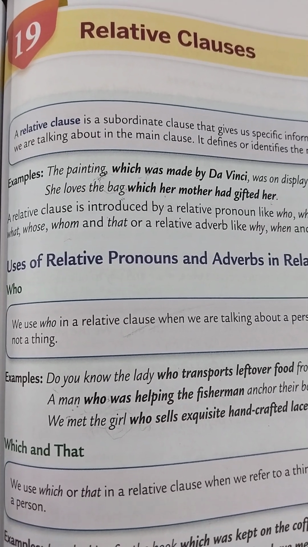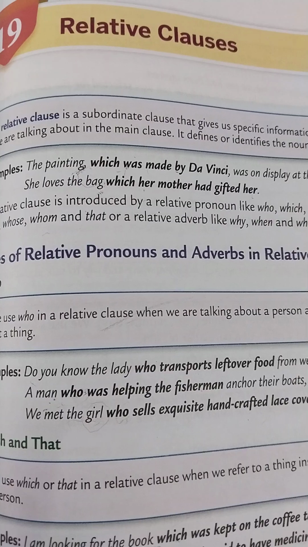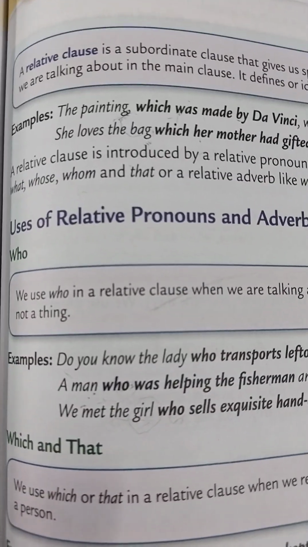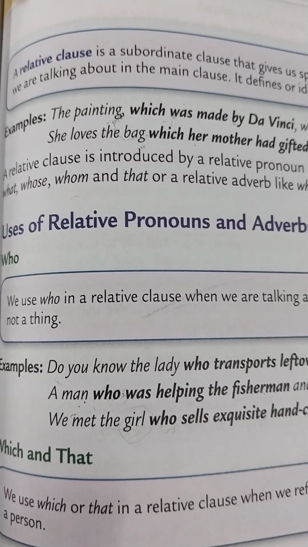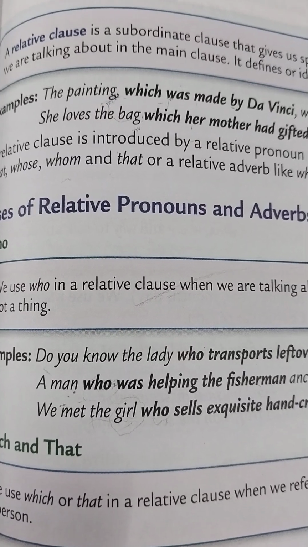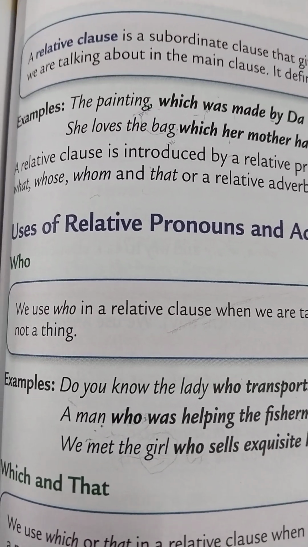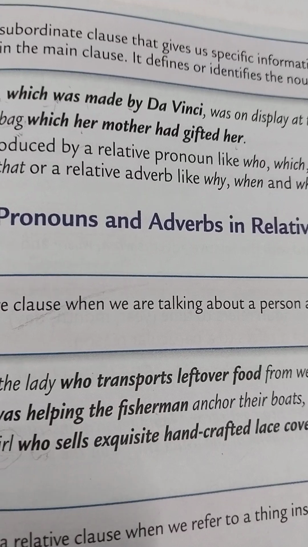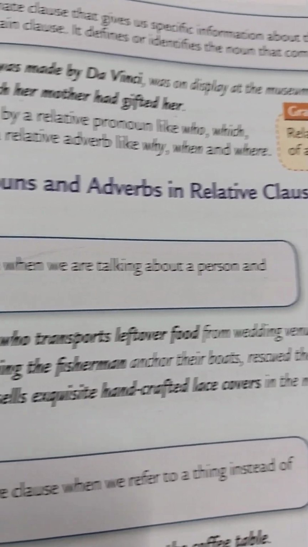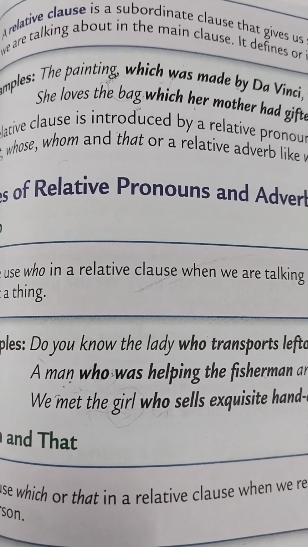Children, today we will start the 19th chapter of English grammar, that is relative clauses. First of all, we will understand what a relative clause is. As we know, clauses are of two types: main clause and subordinate clause. A relative clause is a subordinate clause, and it gives us specific information about the person or the thing we are talking about in the main clause.